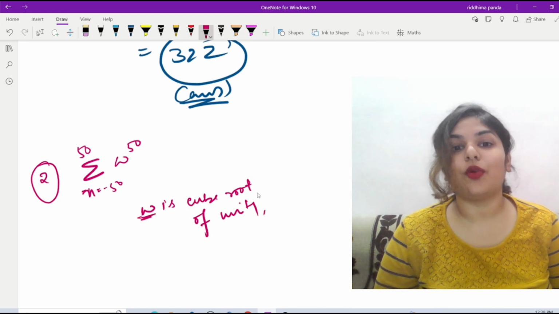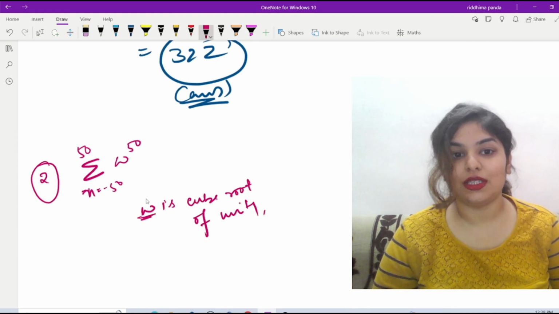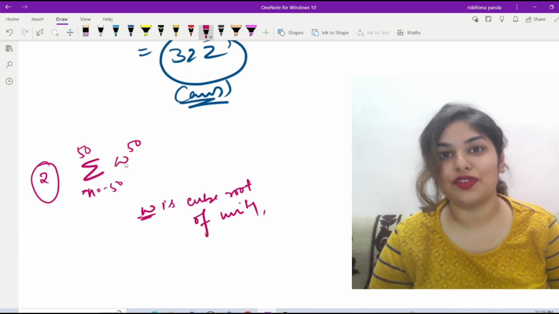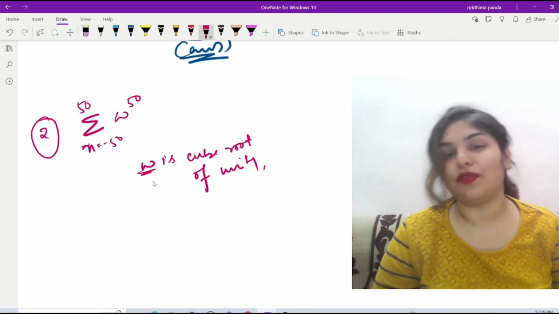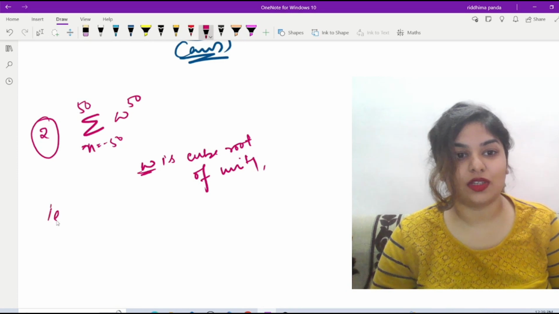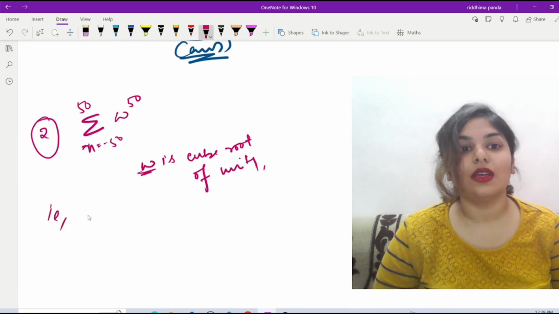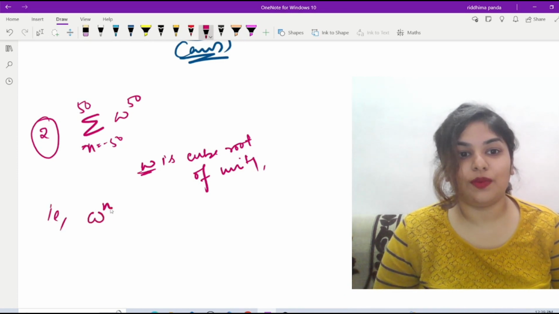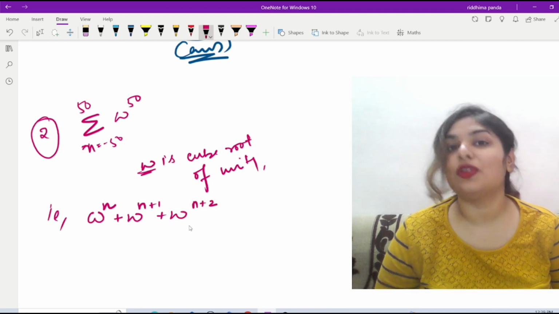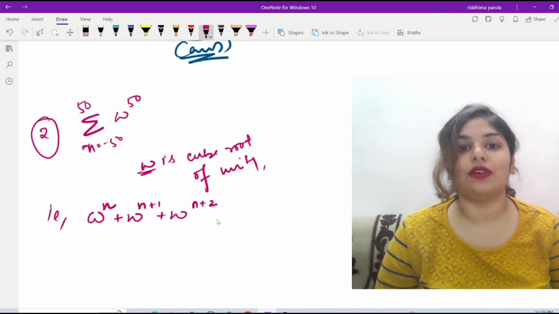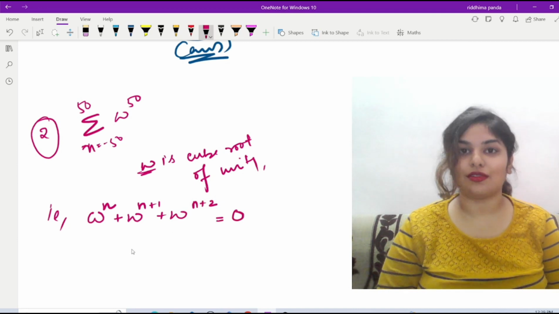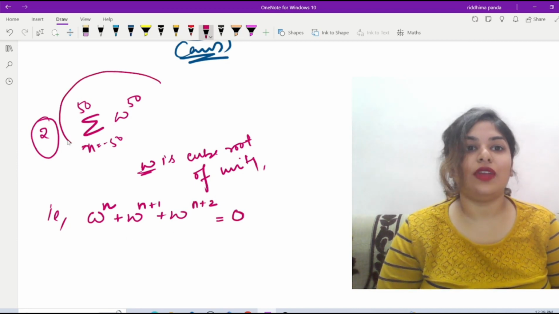Now in this case where omega is cube root of unity, and if we take the consecutive powers, then the summation of the consecutive powers for this type of variable omega is always 0. That is what I'm trying to talk about. That is omega to the power n plus omega to the power n plus 1 plus omega to the power n plus 2. So if we go on adding the cube root of unity to consecutive powers, then we will have the summation as 0. The series is 0.